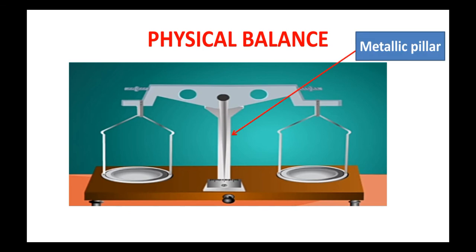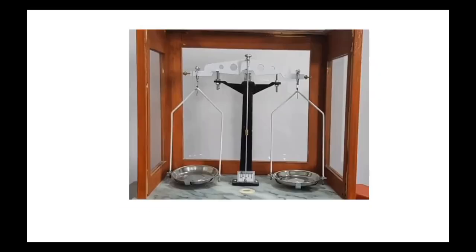Now in the center you have the metallic pillar. Then can you see, these are the pans. You have one pan on the left and the other pan on the right hand side. Now look carefully. This is how the beam balance looks. If you see, in the center there is a white thin rod, a thin line basically. Now this is your pointer.